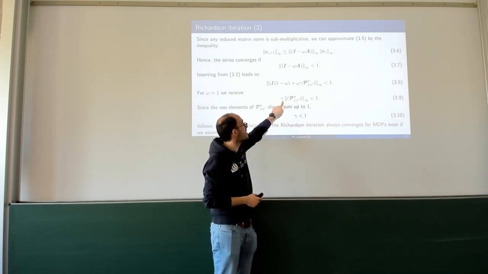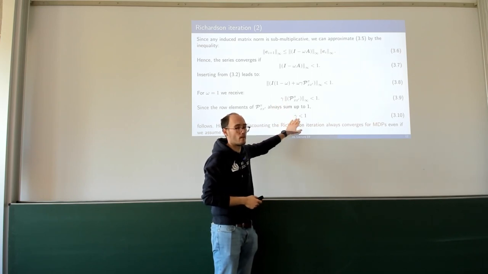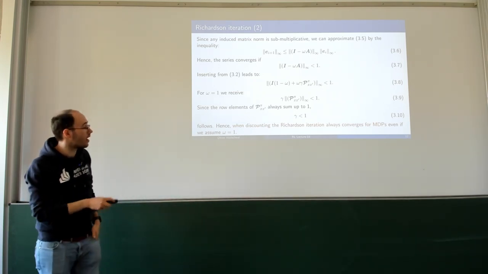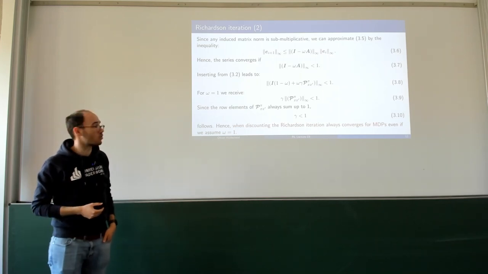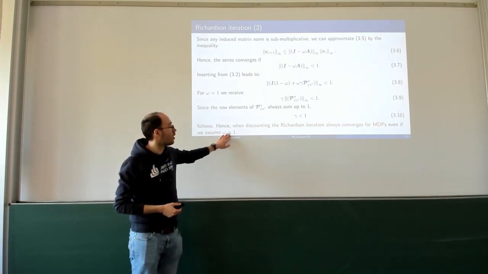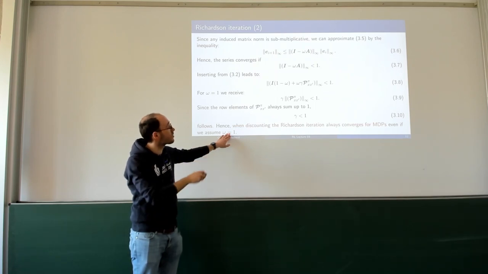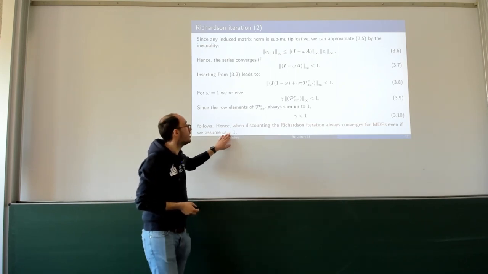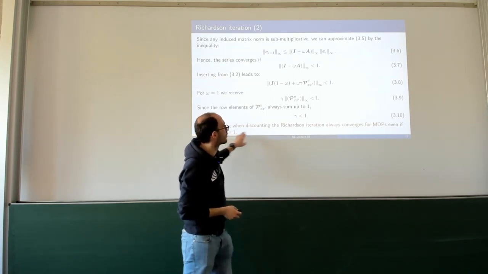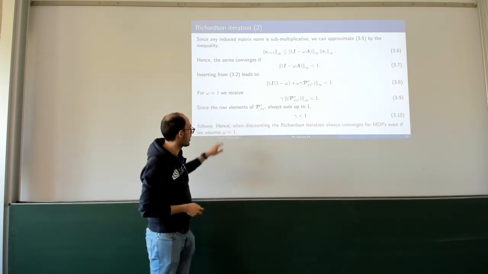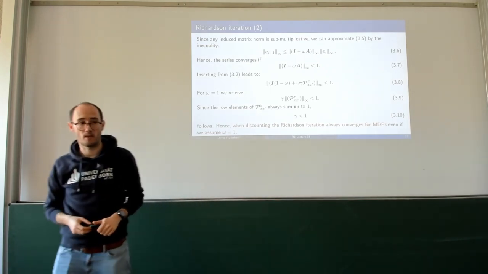And therefore the question is, is our discounting factor gamma smaller than one? We have now found that the Richardson iteration will always converge for MDPs if our discounting factor is active, meaning smaller than one, even if our step size omega is set to one. Of course, you could play around with these two values. This is here just for omega equals 1 to make our convergence analysis a little easier. If omega becomes larger than 1, this inequality constraint becomes a little more difficult. But this shows that even for a significantly large step size, this will converge.